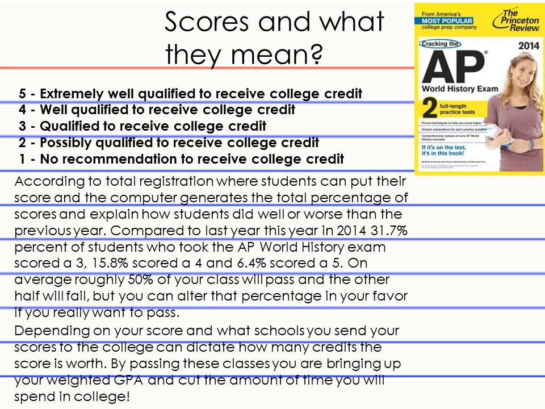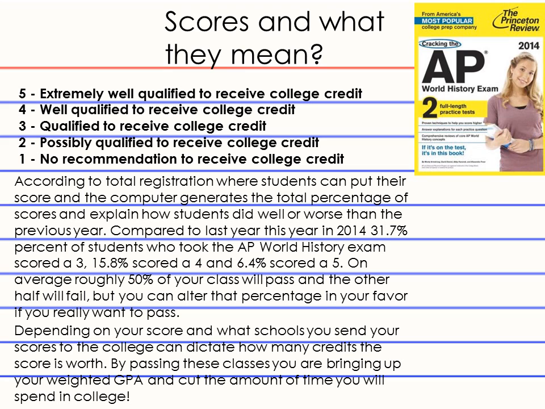Normally students want to get a 3 and higher, meaning that you pass the course. And if you send your credit off, your college will deem it as a class, so you don't have to take a class in college. So as of this year, of the students that took this AP World exam, a good 31.7% got a 3, 15.8% scored a 4, and 6.4% scored a 5. So more students passed this year than last year.